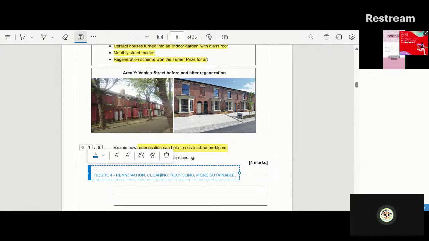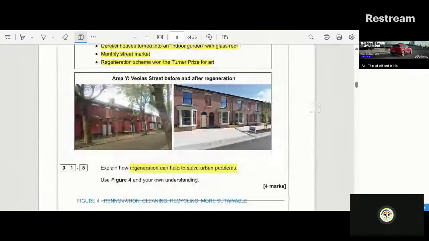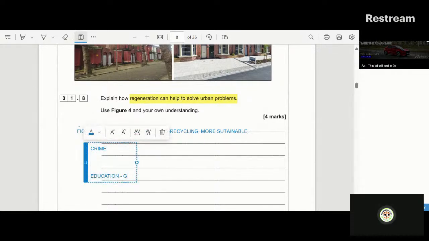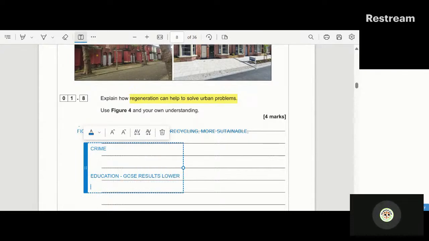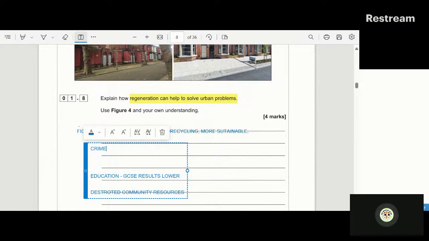Urban greening, okay. So some points that you can make outside of referencing figure 4, how regeneration can help to solve urban problems. We've got to think, okay, what urban problems exist currently? Well, you've got to think crime, maybe lack of education. So crime, education, as in they tend to have GCSE results being lower. Other problems, I guess, environmental, or just things being deprived and destroyed, community resources.